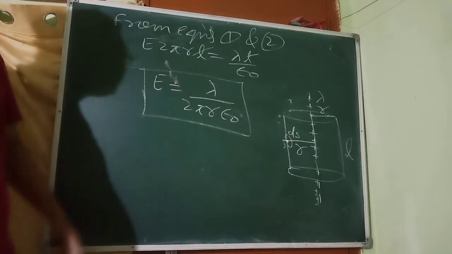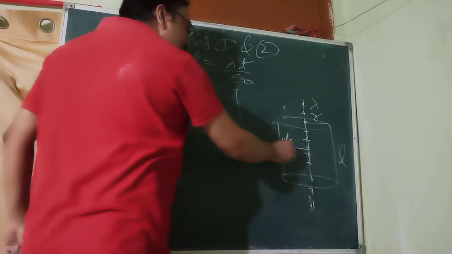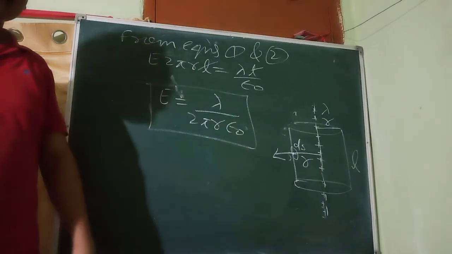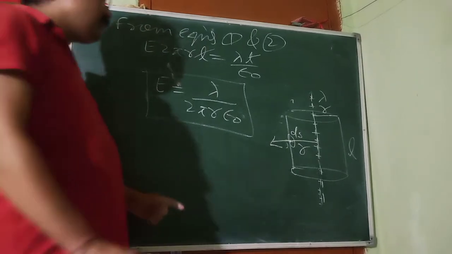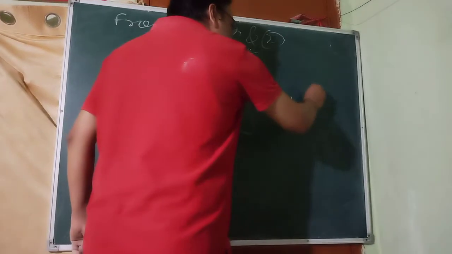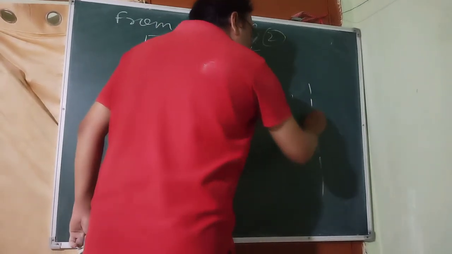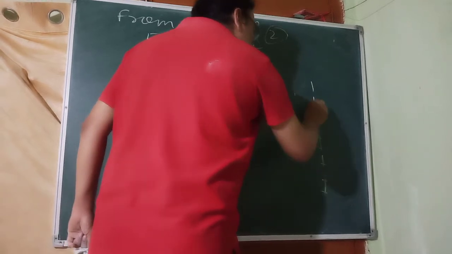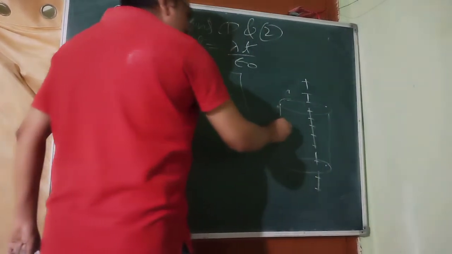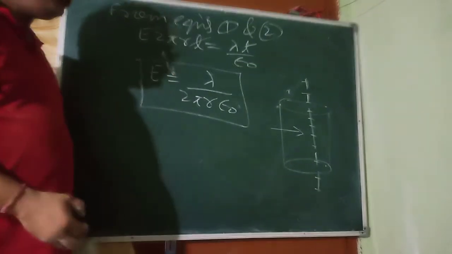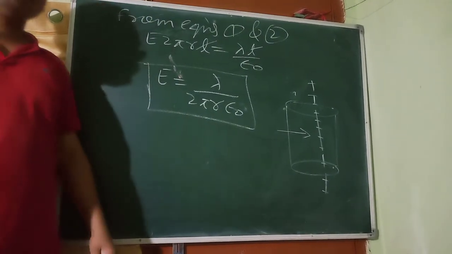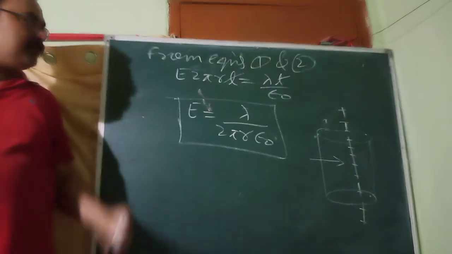Now what about the direction? If this wire is positively charged, then the direction is outward, directed away from the wire. And if the wire is negatively charged, then the electric field intensity will be directed towards it. So for negative charge it is towards the wire, for positive charge it is away from it. That is the direction of the electric field intensity due to a uniformly charged straight long wire.